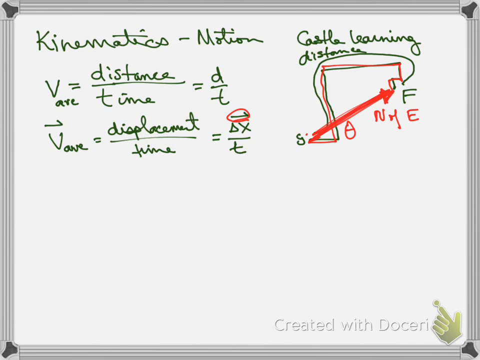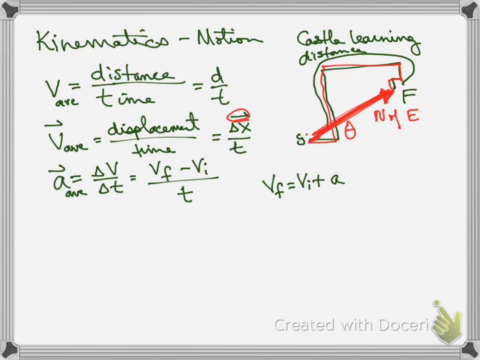All right, some other equations that we use, I'm going to go back to green, are when you have A, that's your acceleration, your average acceleration. That's your change in velocity over your change in time. So that's V final minus V initial over your time. We can rewrite this as V final equals V initial plus A times T. And again, this only works when A is constant.